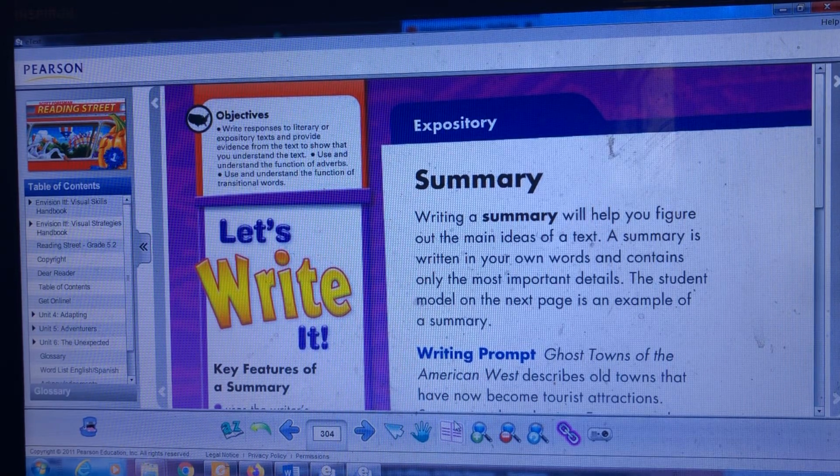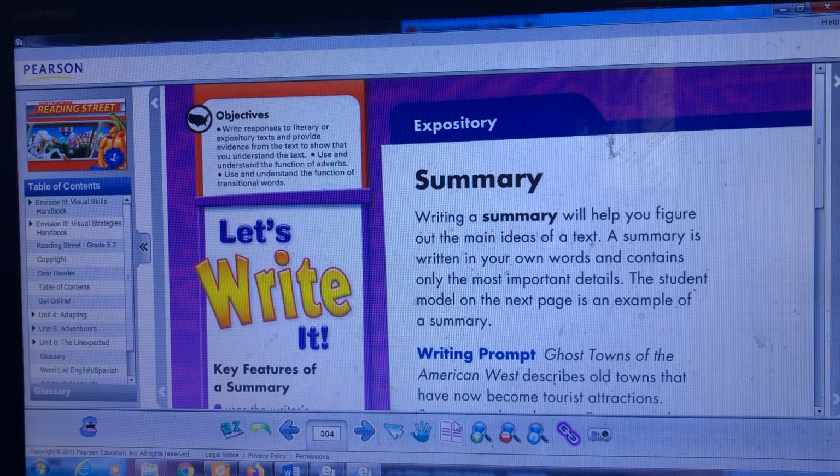So if I ask you, for example, to write a summary about Titanic, you're not going to tell me all the events about Titanic. No, you only write down the most important events in Titanic. This is the summary. This is how to summarize the story itself. So to summarize the story, you have to write the most important details.